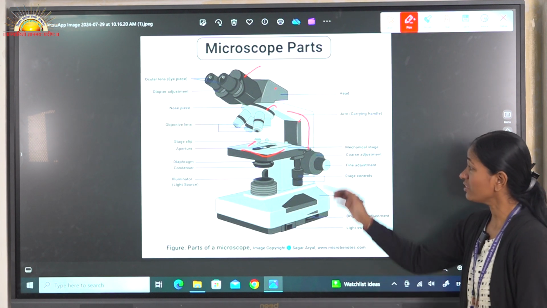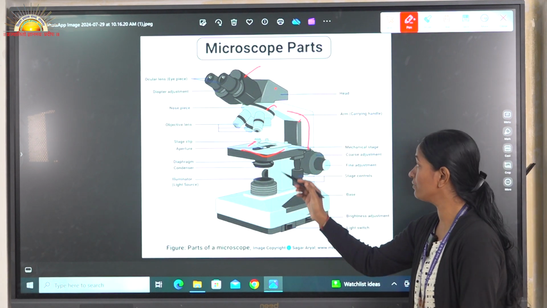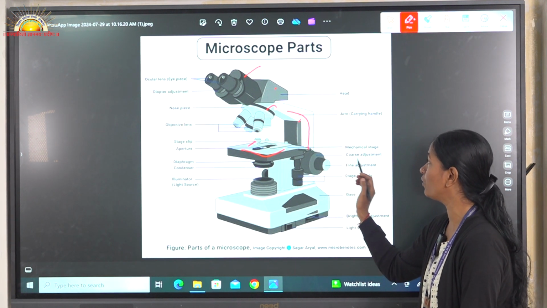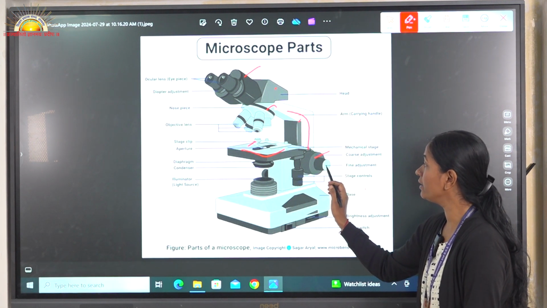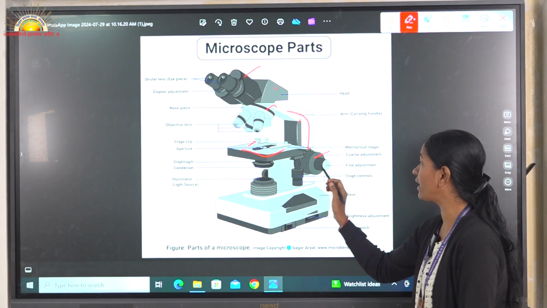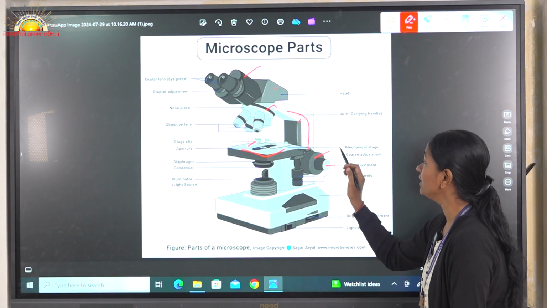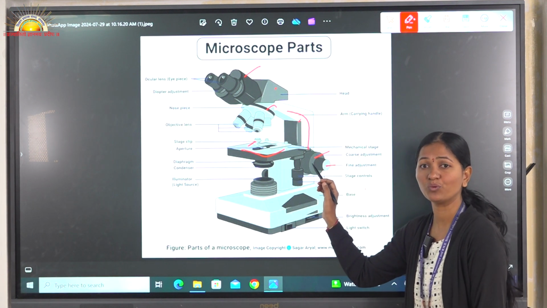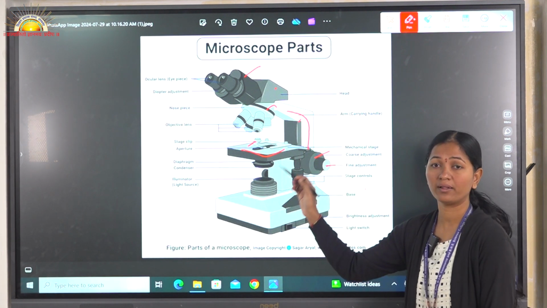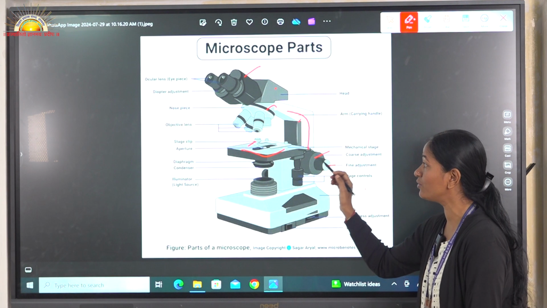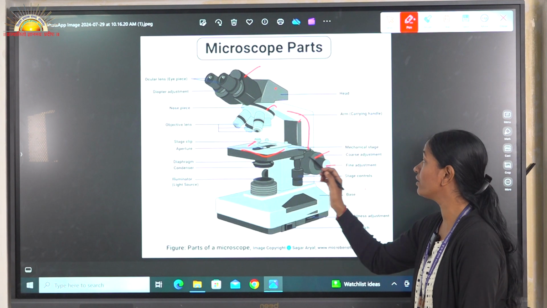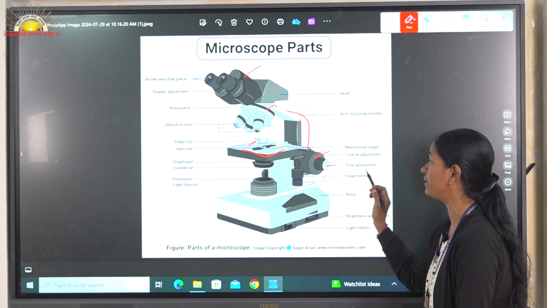Now see here in the microscope, after the mechanical stage there are knobs. There are two types of knobs: the coarse adjustment knob and, below that, a small knob called the fine adjustment knob. These knobs are used whenever you focus your specimen. When handling the microscope, first use the coarse adjustment knob to focus the specimen. Once the specimen is focused, use the fine adjustment knob for clarity of the image.